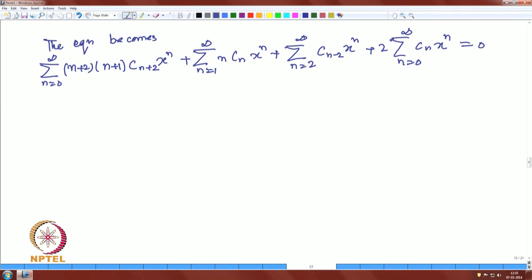Now, we want to make some common range. Since the summation is not uniform, one is starting from 2 to infinity, another one is 1 to infinity, the other one is 0 to infinity. The common summation range is 2 to infinity. So, the other terms we can separate out. For example, the first summation, n is equal to 0 and n is equal to 1 can be separated out.